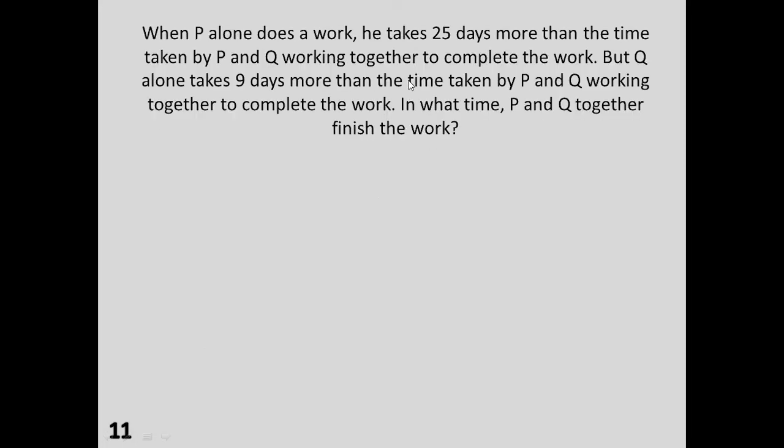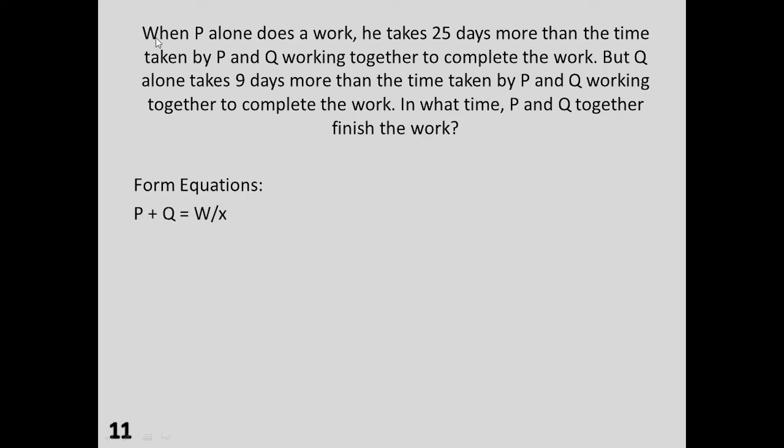Question 11. When P alone does a work, it takes 25 days more than the time taken by P and Q working together to complete the work. But Q alone takes 9 days more than the time taken by P and Q working together to complete the work. In what time do P and Q finish the work? Now forming equations is like this. P's productivity is dependent on P and Q working together. Similarly, Q's productivity is also dependent on P and Q working together. So we'll write the equation for P and Q working together. Let's say they complete the work in X number of days.